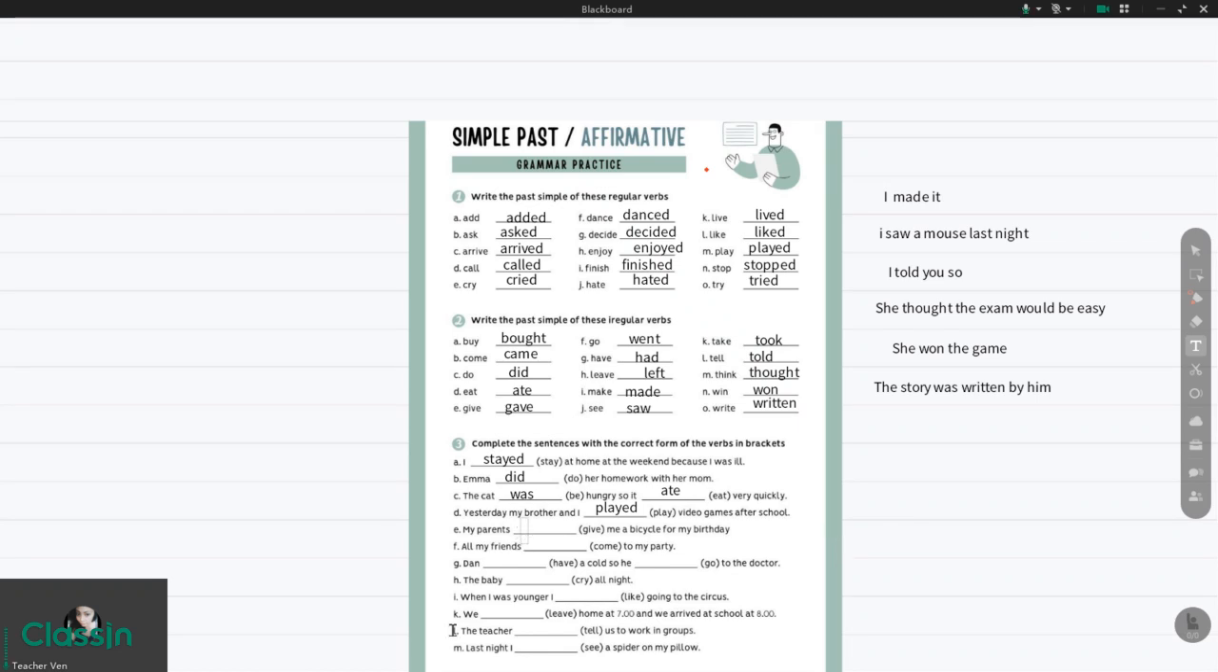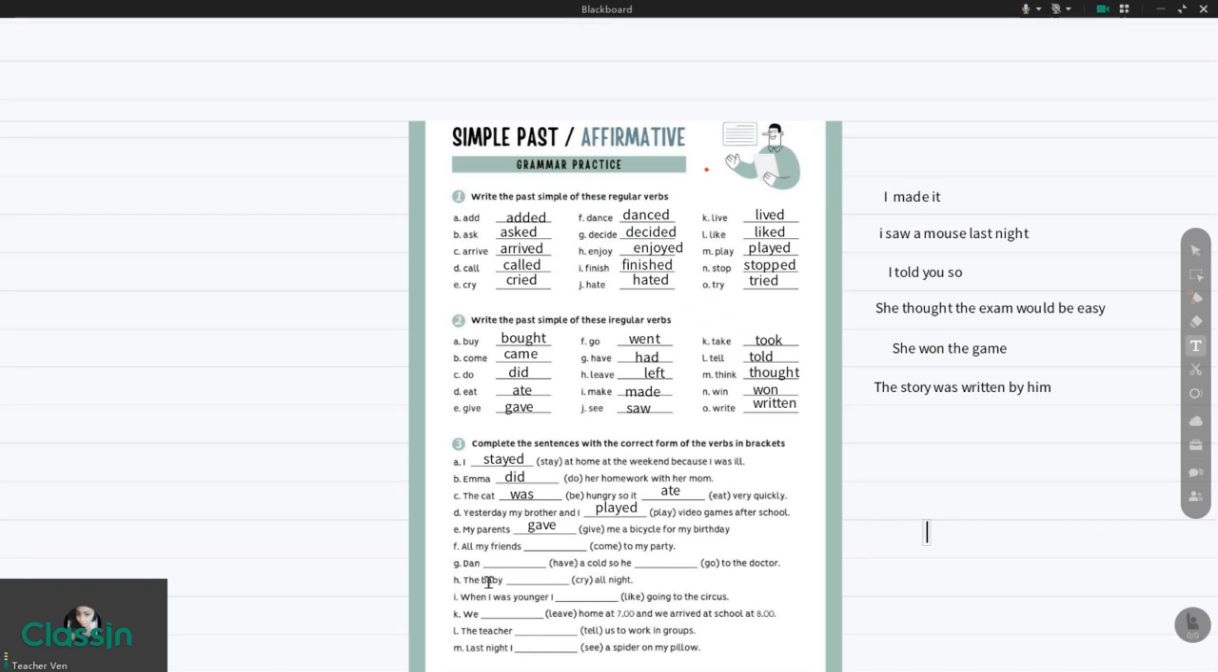What is the past tense? Simple past tense. Okay. Give becomes gave, right? Gave. Let's move it. Gave. Okay. My parents gave me a bicycle for my birthday. Perfect, right? Okay. Now let's move on to our next one.